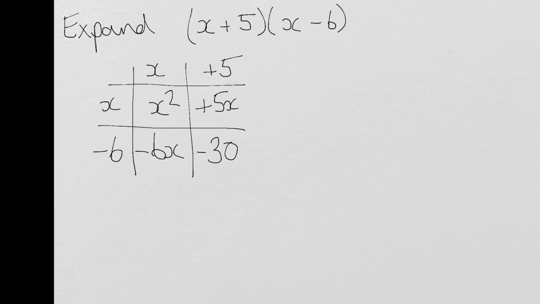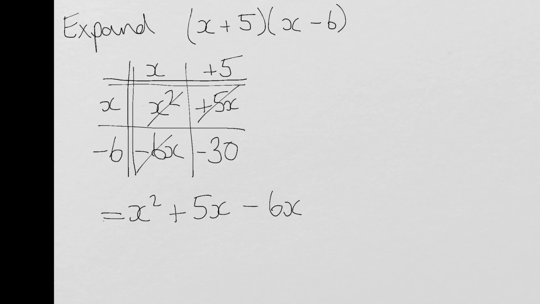Again, let's write out all of the terms that we've just generated. Anything either side of those lines we ignore. So x squared plus 5x minus 6x minus 30. Now we need to be careful when we collect these two middle terms.